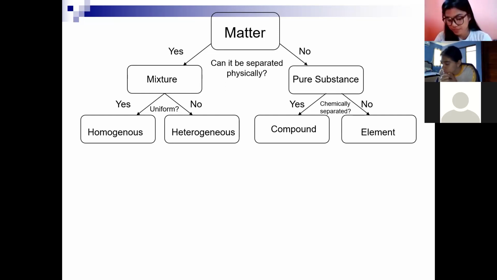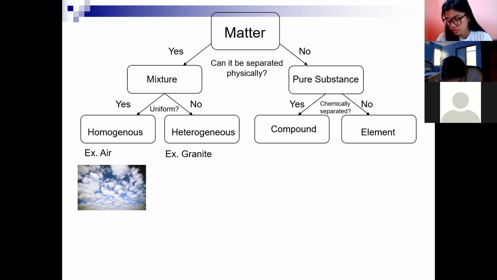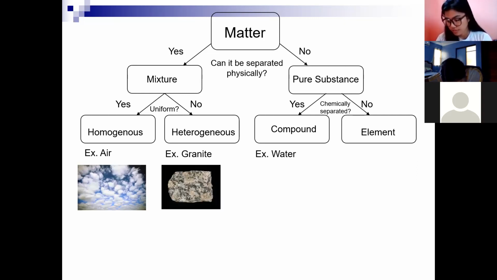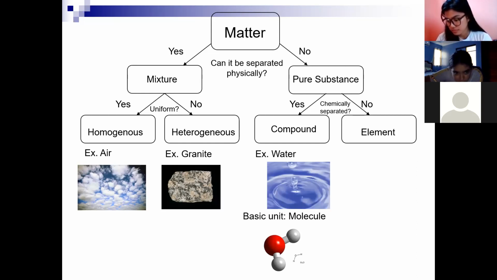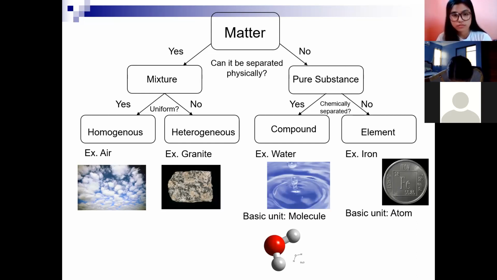That is why in the phrase that I said a while ago, why is copper an element and not a compound? Because copper cannot be separated chemically. Okay. We have examples for this one. We have air for homogeneous, granite for heterogeneous, water for compounds, and iron for elements. So these are some of the examples of what we have under the classification of matter. Okay.